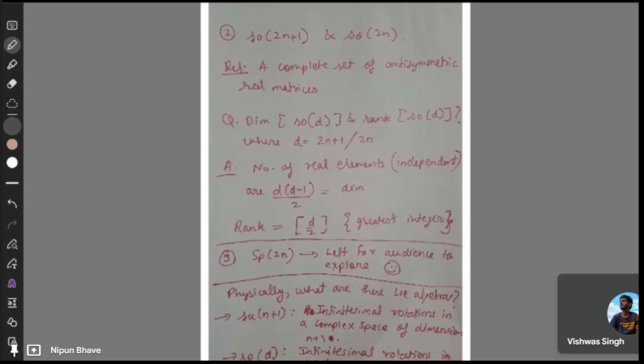So you can do this for any even dimension. For 6, you will have 1, 2, 3, 4, and 5, 6. These are independent planes where you can do rotations. So you can find the rank is the greatest integer of d by 2. So you can find the dimension of this Lie algebra and all those things. By the way, if two matrices commute, it doesn't necessarily mean that they have to be diagonal, as in this example, SO(2n plus 1) and SO(2n). But I have argued here physically what is happening. I hope this analogy is clear.